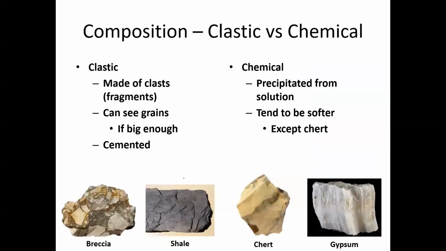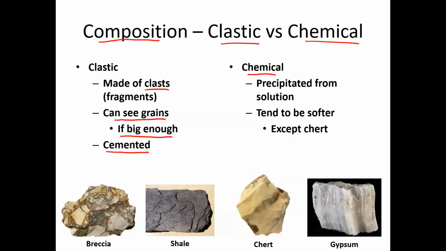So if we summarize our compositional terms, clastic versus chemical, if we're breaking it into those two categories principally, we know clastic rocks are made of clasts. Mostly, these are going to be siliciclastic, but not always, right? We saw coal is bioclastic, made of different pieces. And you can see the grains in them if they're large enough, right? Breccia, we could see the grains. Shale, we can't see the grains because they're microscopic. And we'll talk about how they're stuck together. They're cemented together. We'll talk about that in a bit.